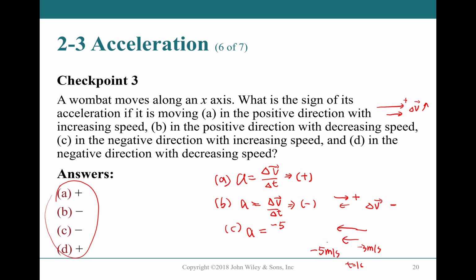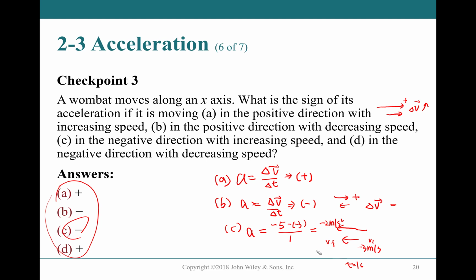This is your final, and this is your initial. -5 minus -3 divided by time 1 second, and you should get -2 meters per second square, right? So negative direction with increasing speed, you have negative acceleration. And for the negative direction with decreasing speed, you are going to use a different case.